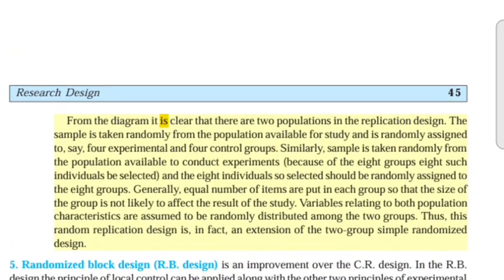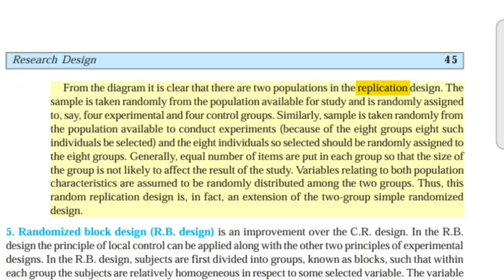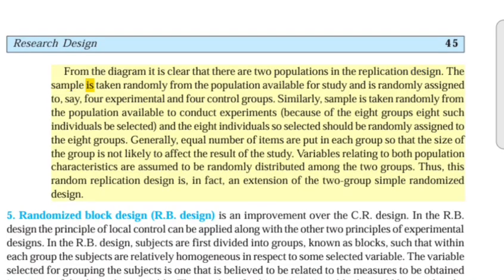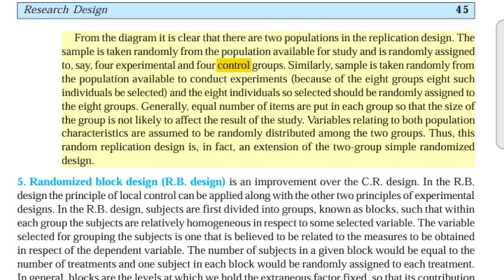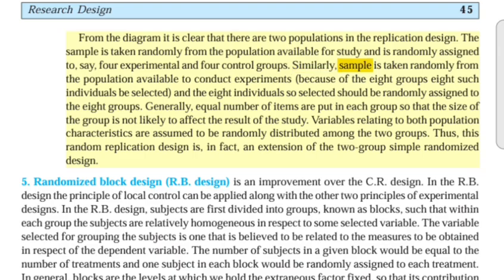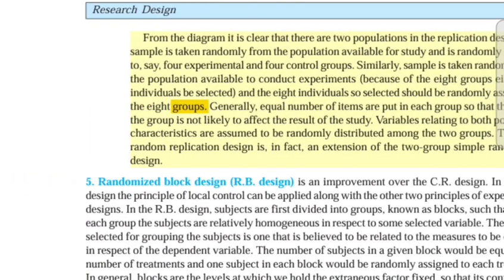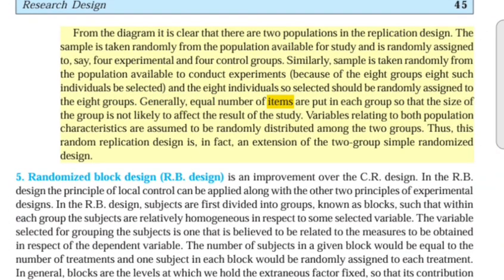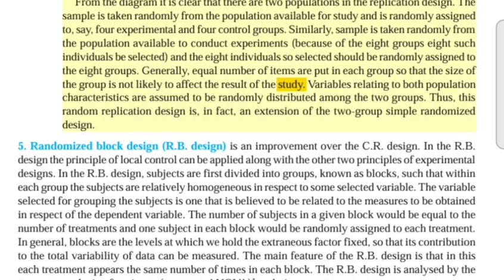From the diagram, it is clear that there are two populations in the replication design. The sample is taken randomly from the population available for study and is randomly assigned to, say, 4 experimental and 4 control groups. Similarly, a sample is taken randomly from the population available to conduct experiments. Because of the 8 groups, 8 such individuals should be selected, and the 8 individuals so selected should be randomly assigned to the 8 groups. Generally, an equal number of items are put in each group so that the size of the group is not likely to affect the result of the study.